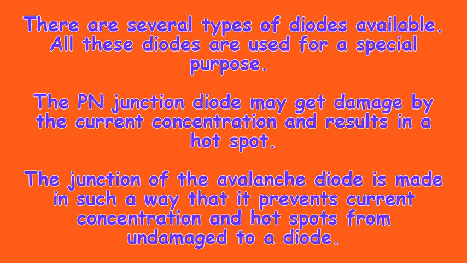The PN junction diode may get damaged by current concentration, which results in a hot spot in reverse bias condition. The junction of the avalanche diode is made in such a way that it prevents current concentration and hot spots from damaging the diode.